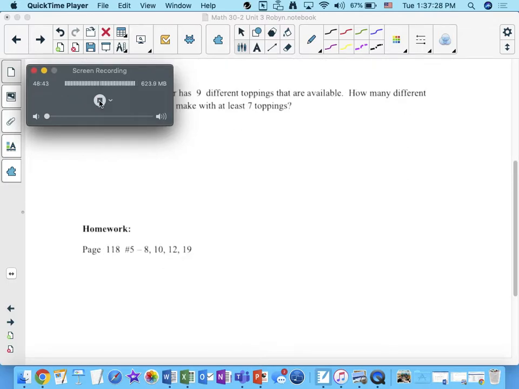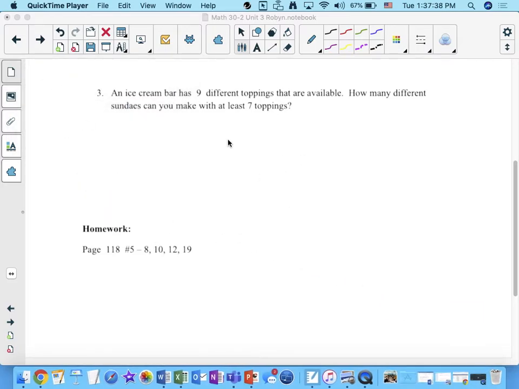Okay, we'll briefly talk about number 3. Okay, so I think what's kind of tripping people up is the at least 7 toppings. Okay, so you've got an ice cream bar that has 9 different toppings available. How many different sundaes can you make with at least 7 toppings? Got to have at least 7 toppings. How many toppings could you have?